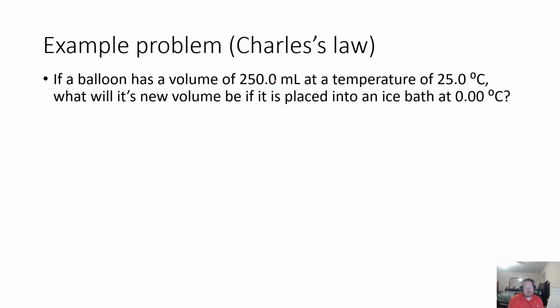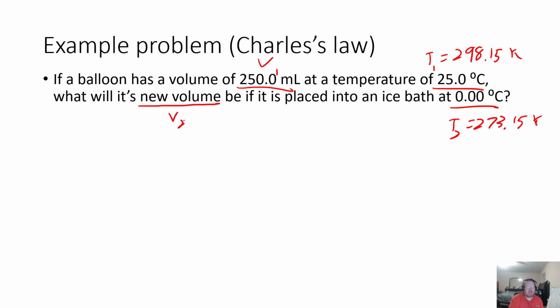So we can keep using milliliters because that unit works okay. It's only Celsius that we have to make the change to. So this is going to be my V1. Once I add the right amount, I'll have that T1 is 298.15 Kelvin. So I added 273.15. I then have a new temperature T2 of 273.15 Kelvin. And then what will be the new volume? The question is asking what V2 is.